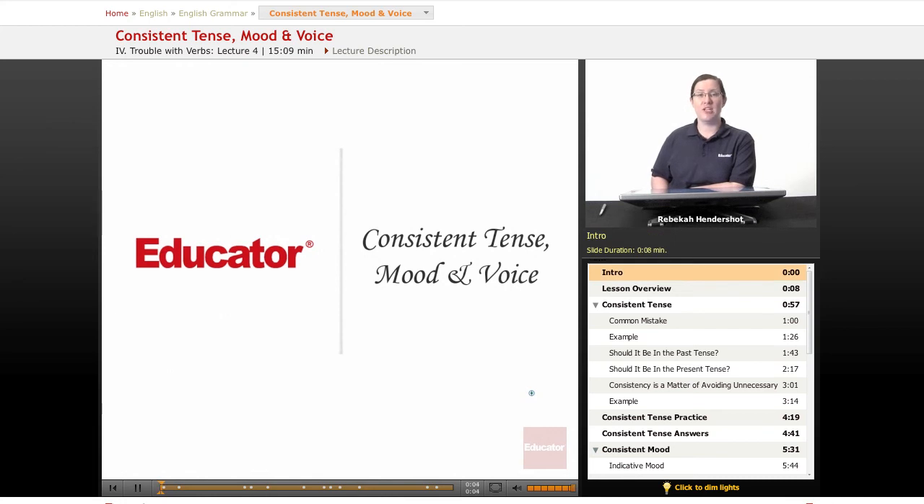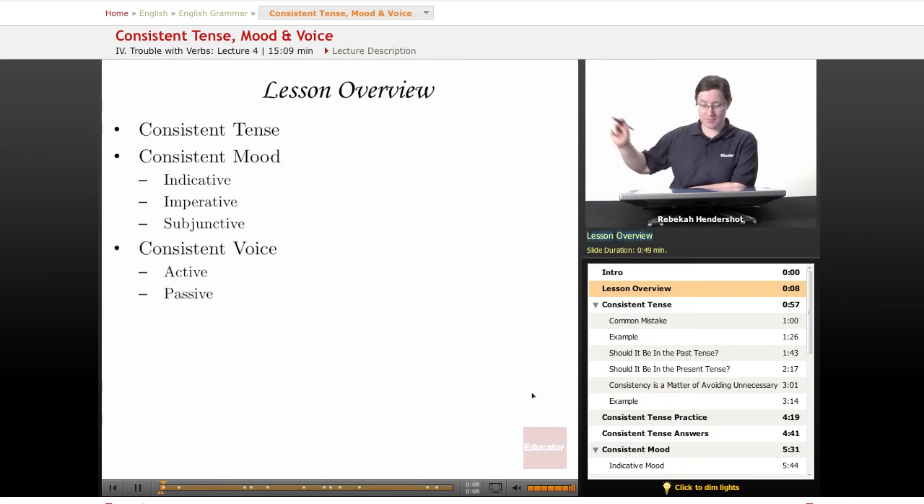This lesson is about how to use consistent tense, mood, and voice. Let's get started. All right, we're going to start with how to use consistent tense. Now, if you need a review of verb tense, go back to our unit on verbs. We have several lessons on the basic tenses and some of the more complicated tenses like progressive and perfect. We're going to look specifically at how to tell what tense to use and how to make sure that your entire piece of writing is in the correct tense.